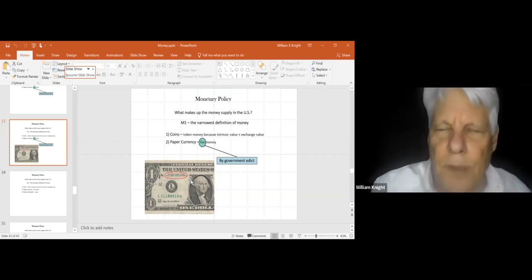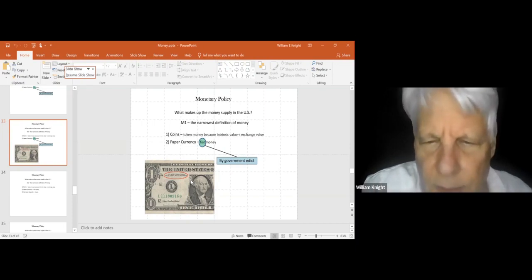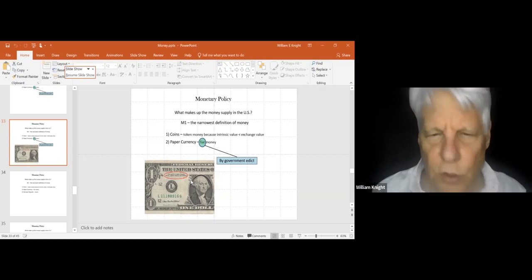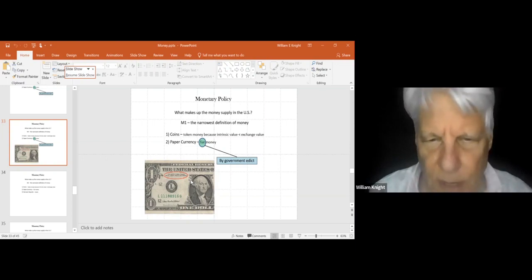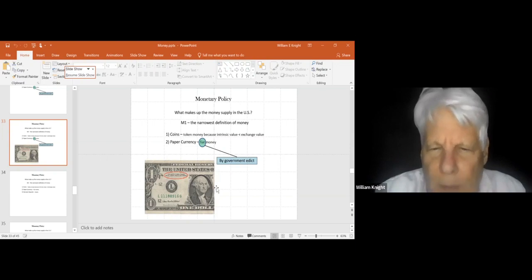What do you suppose is the exchange value of an Iraqi note with Saddam Hussein's picture on it? That has no exchange value whatsoever because Saddam Hussein's government is not there to enforce the law that says you must accept this as money. So this thing right here is called fiat money, has no intrinsic value at all.